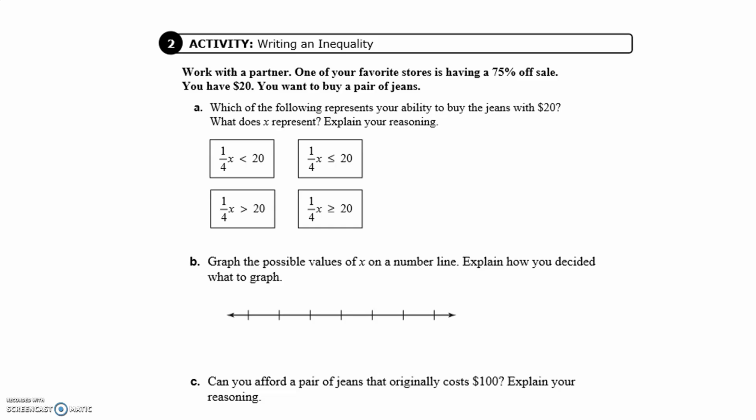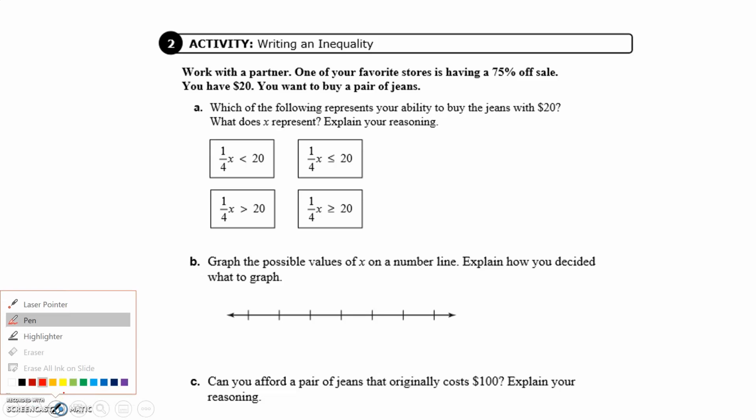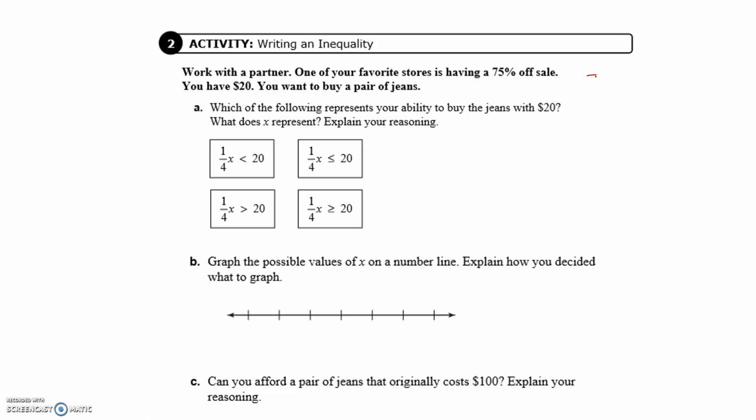What does X represent? Explain your reasoning. All right, so if you look at the answers, you actually notice that they're all 1/4, but it says 75%. The reason being is, if you remember fractions, 75% equals 75 hundredths, which equals 1/4. And that's where that 1/4 is coming from. So we'll look at conversion there before we begin.